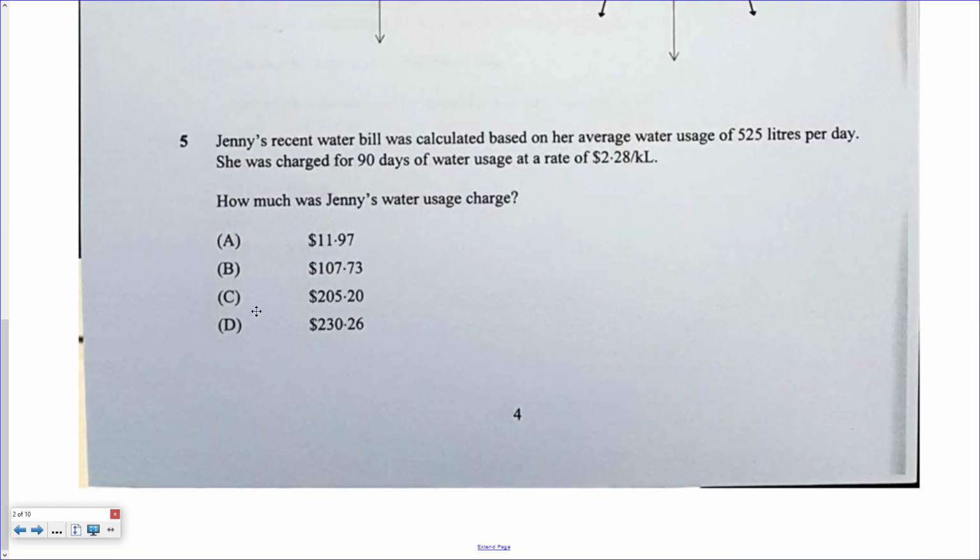If I go down to question 5 now. Here we have this person, Jenny, with a recent water bill with water usage of 525 litres per day, and for those 90 days she was paid at that rate.